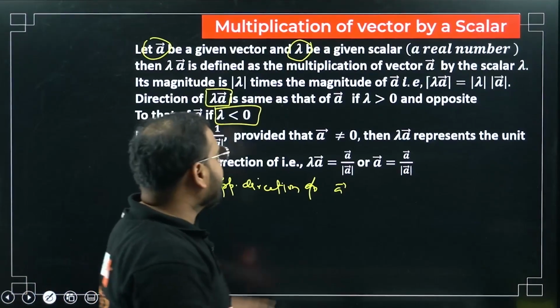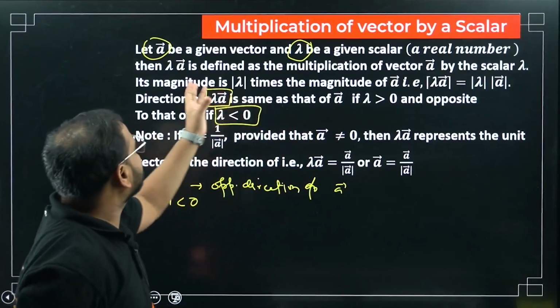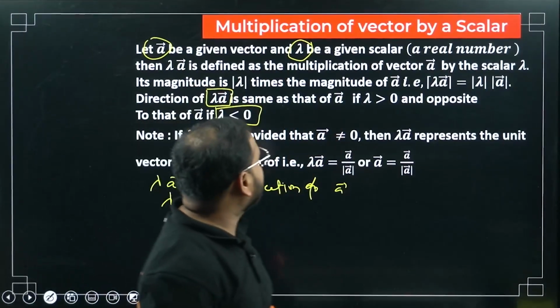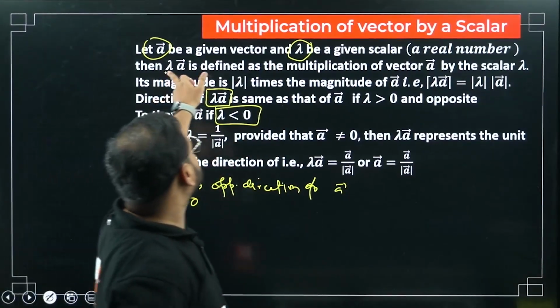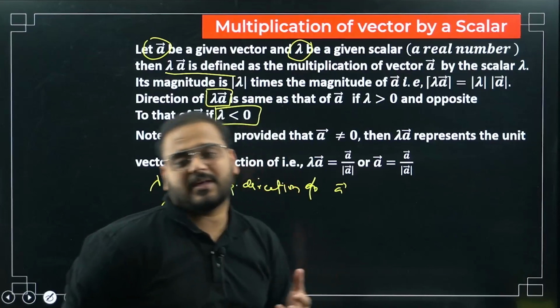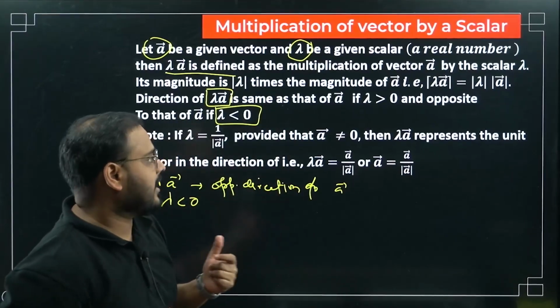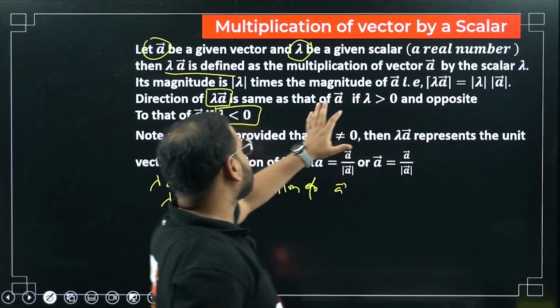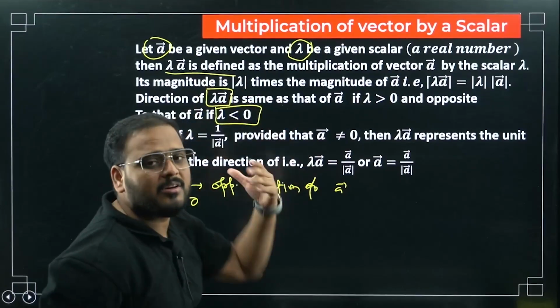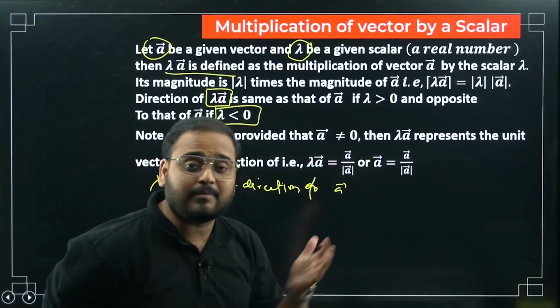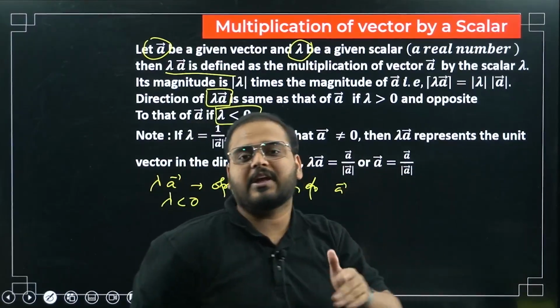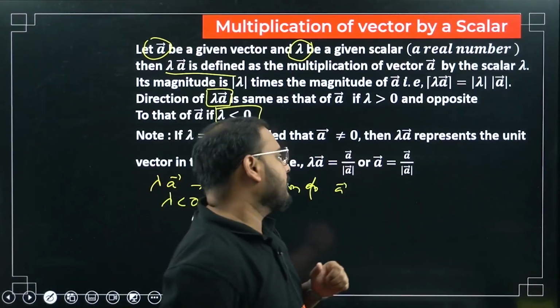Correct? Now, very simple, it's written over here. Let A be a given vector and lambda be a given scalar, a real number. Then lambda A is defined as the scalar multiplication of a vector A. That's what I talked about here, the sign convention. If lambda is positive, you'll have lambda A in the same direction. If lambda is negative, then lambda times vector A will be in the opposite direction of vector A.